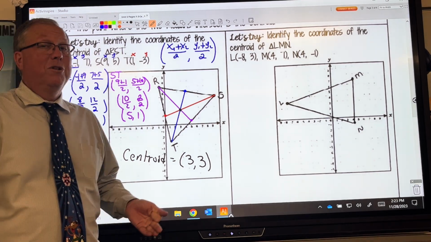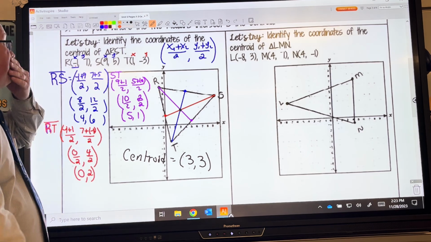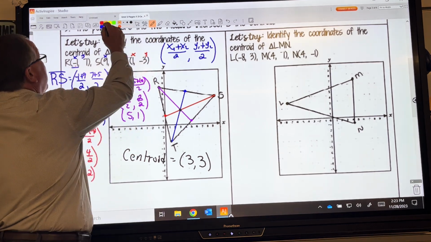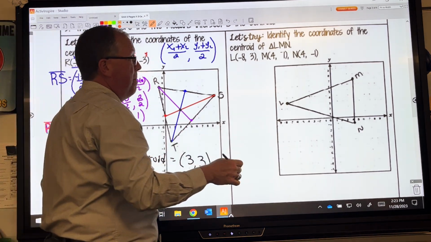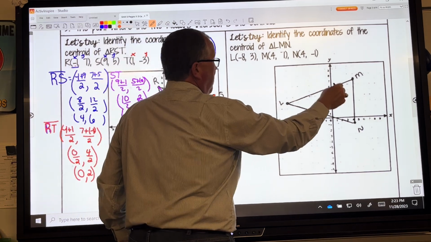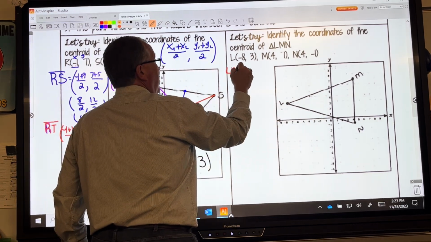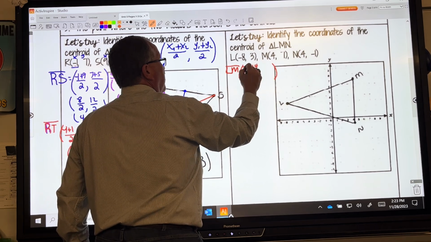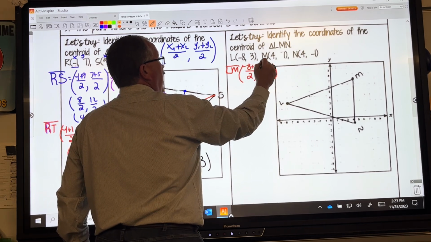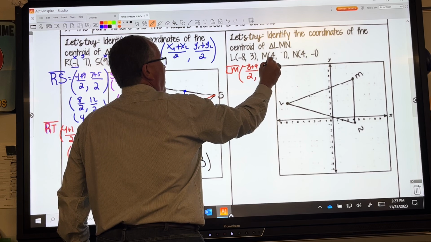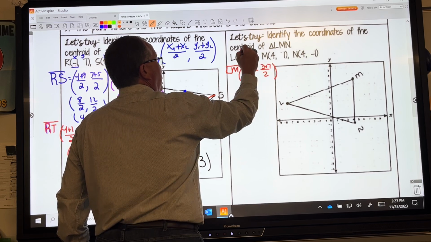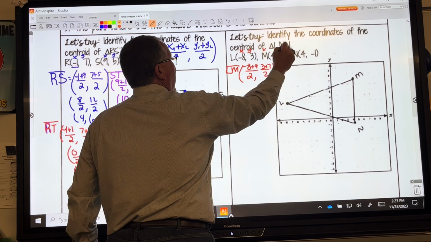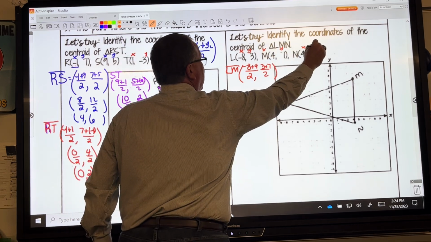Now the next one I'm going to do a little faster. You can pause if you need to. So ready? Here I go. I've got L, M, and N. So I'm going to go L, M. My X value is -8, my Y value is 4, divided by 2. My other X value is 3, my Y value is 7, divided by 2. Remember it goes X, Y, X, Y, X, Y.